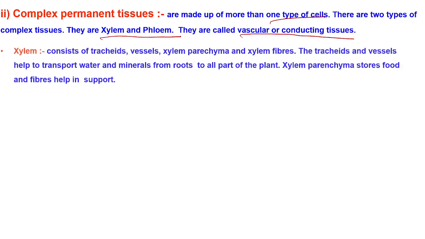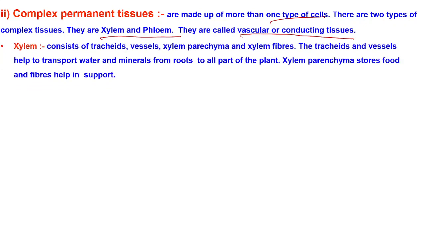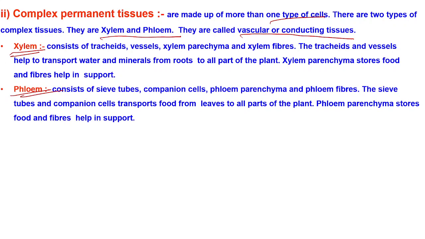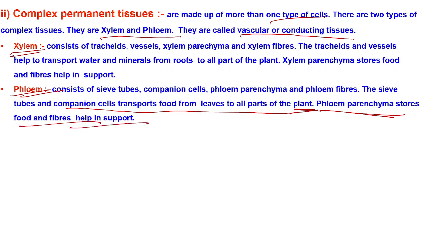The xylem consists of tracheids, vessels, xylem parenchyma and xylem fibers. They help in transfer of water and minerals from roots to all parts of the plant. Another one is phloem. These phloem tissues help in transfer of food from leaves to all parts of the plant. Phloem parenchyma stores the food and fibers help in support.